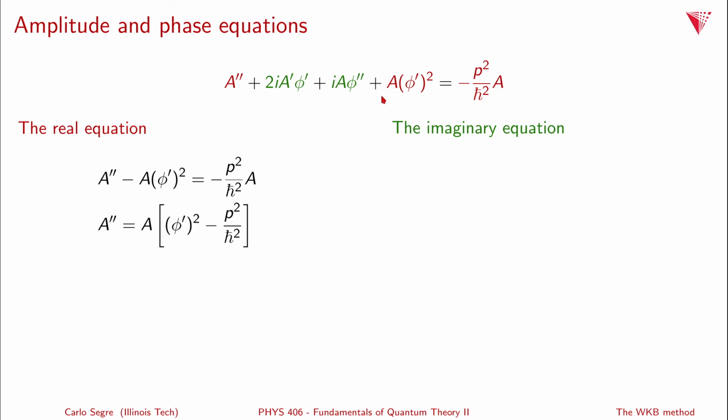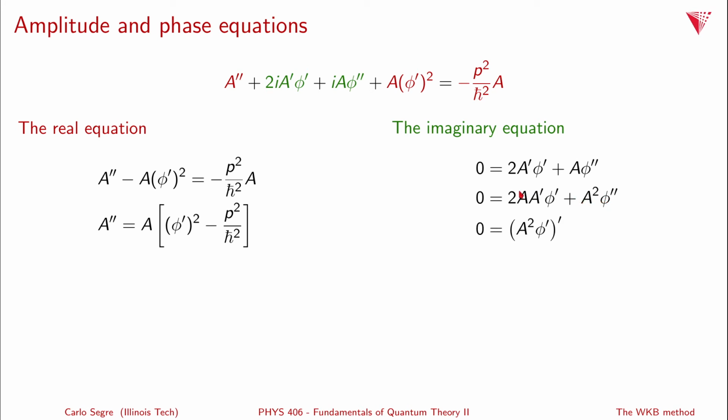And then I take the imaginary equation over here, and I can recast this and set that equal to 0 because there's nothing on the right side. So 0 is equal to 2A prime phi prime plus A phi double prime. And if I multiply both terms by A, then I get 2A A prime phi prime plus A squared phi double prime.